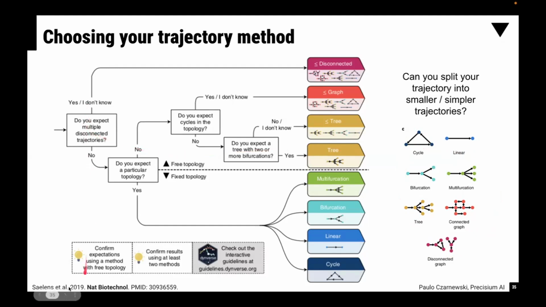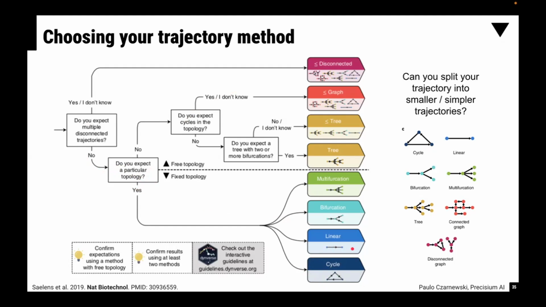In this paper from Saelens, you can see a decision tree. Do you expect multiple disconnected trajectories? Are you trying to model many cell types together? If yes, then try to use a disconnected method, and I'll come to the methods in the next slide. If you don't expect that, for example, maybe you subset only the epithelial cells, then you go with that. Do you expect a particular topology? For example, is it a cell cycle that you're trying to evaluate?